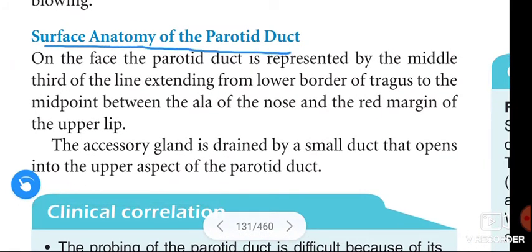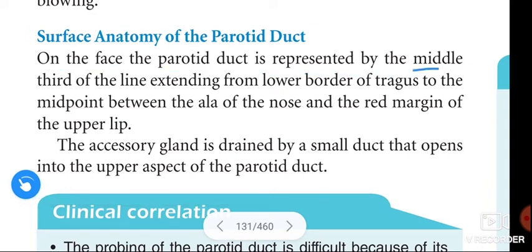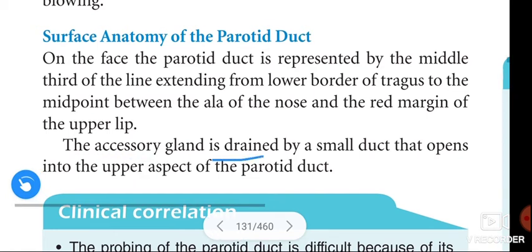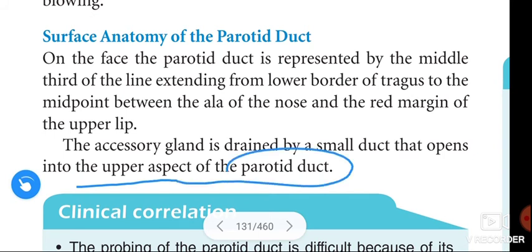Surface anatomy of the parotid duct. On the face, the parotid duct is represented by the middle third of the line extending from the lower border of the tragus to the midpoint between the ala of the nose and the red margin of the upper lip. The accessory gland is drained by the small duct that opens into the upper aspect of the parotid duct.